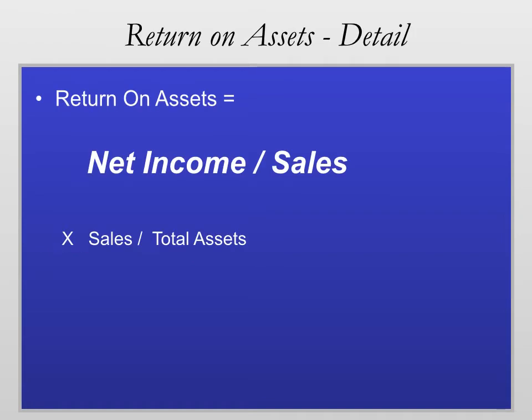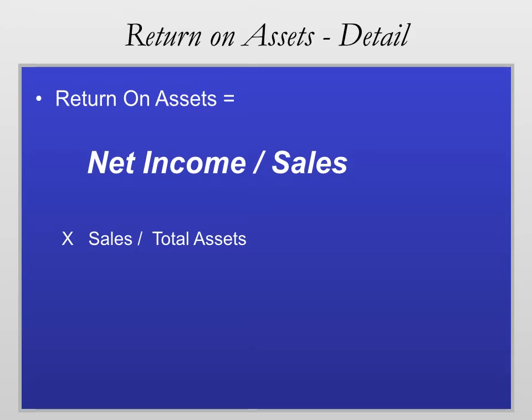Mathematically, this is the ratio. Return on assets equals net income divided by sales, which we'll call profit margin, times sales divided by total assets, also known as asset efficiency or asset turnover. What we want to focus on today, in this section, is the net income divided by sales, or profit margin component of return on assets.